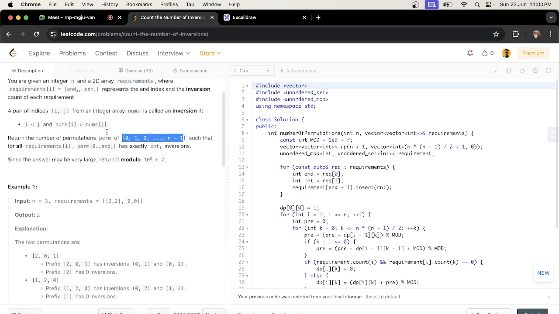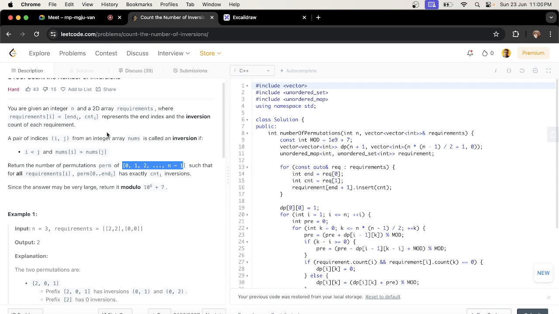The requirement says that you have to count the number of permutations such that it follows all the requirements given in the requirements array. Every index in the requirements array has two integers. The first integer is end and the second integer is count. So for every requirement, the permutation from 0 to end will have exactly count inversions.